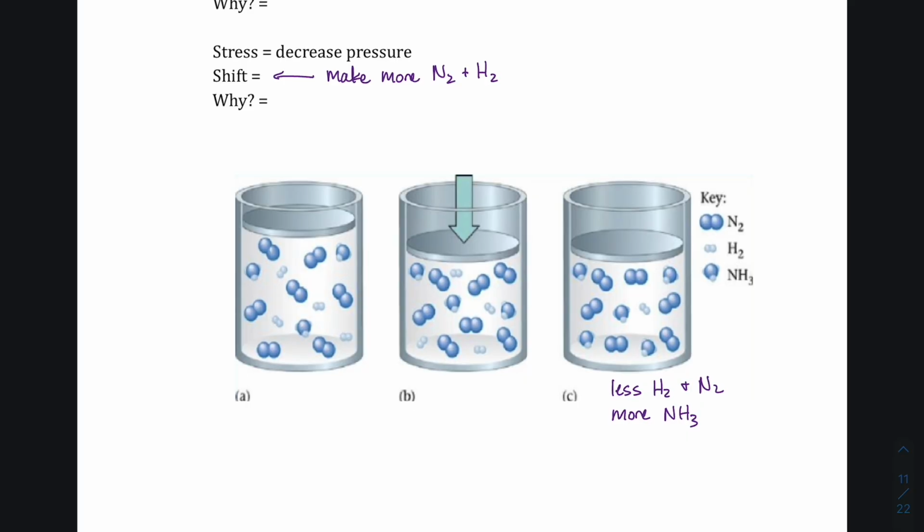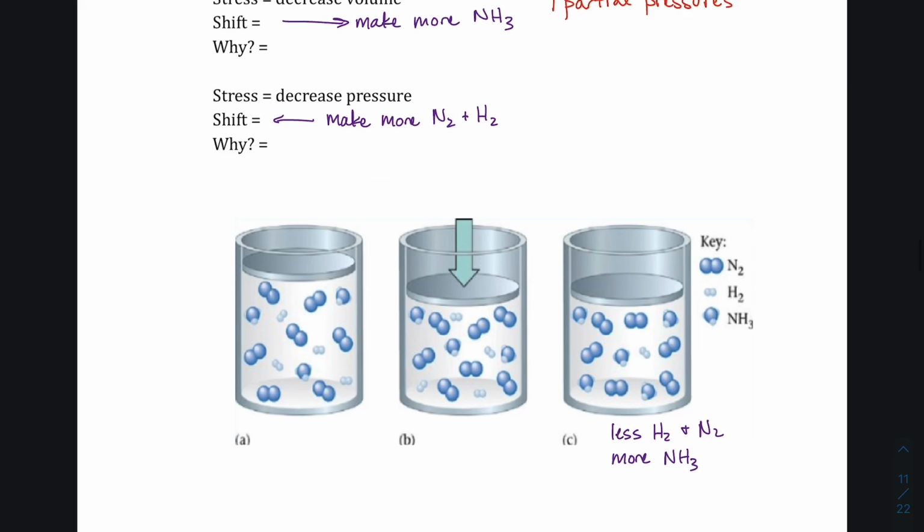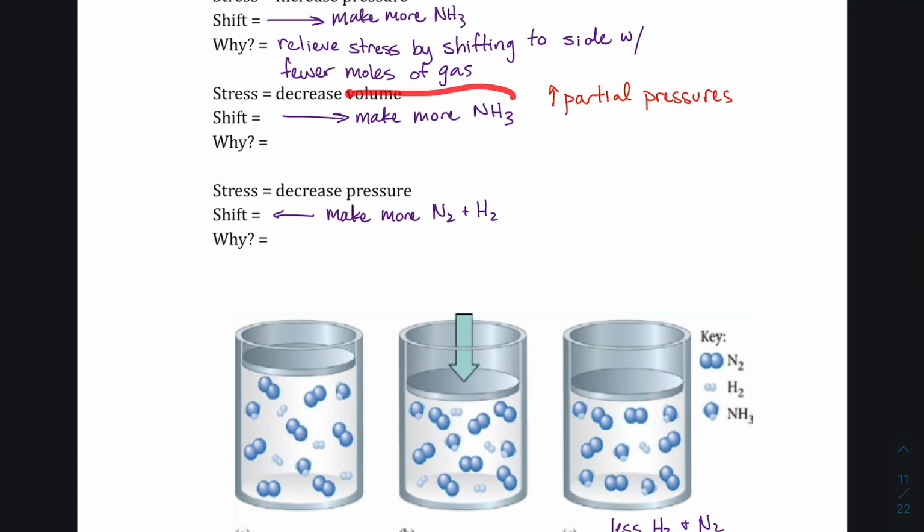And here's an example. So if you count the number of particles here, there are 1, 2, 3, 4, 5, 6, 7 nitrogens. If we compress the volume, now we have 2, 3, 4, 5, 6, 7. So this is like immediately we compress the volume, and then if we look at the change afterwards, we have 1, 2, 3, 4, 5, 6 nitrogens. And so decreasing the volume made more ammonia.